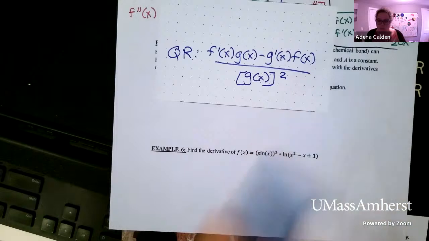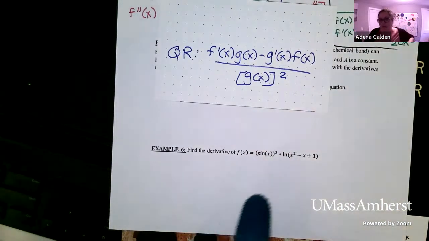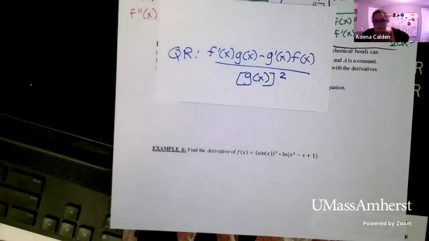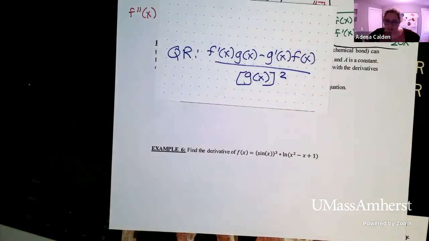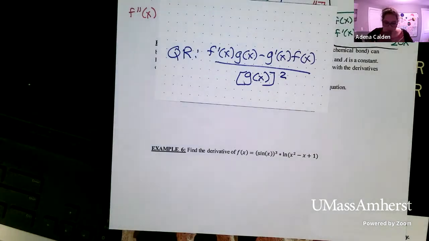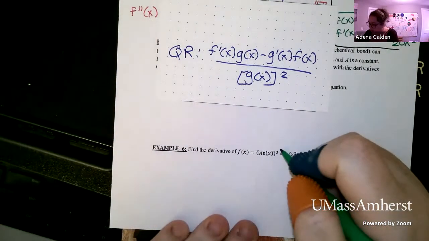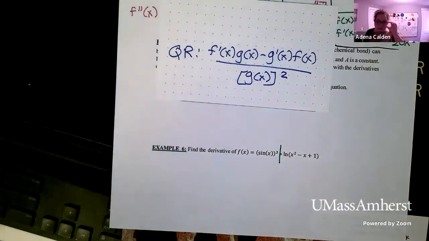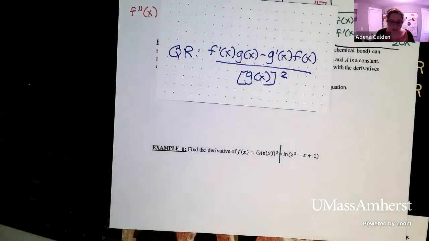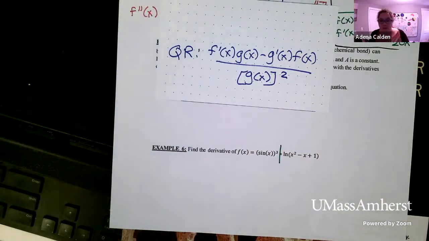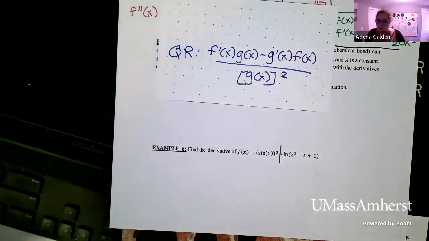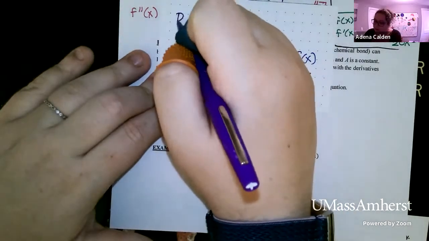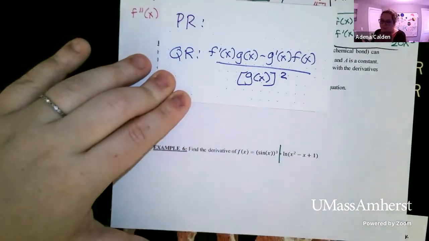So we're going to try to find the derivative of sine of x all cubed times the natural log of x squared minus x plus 1. So the first thing I want to point out here is just that this is a product rule because we can separate the two functions. But again, when we separate the two functions, it becomes clear that each of those functions requires a chain rule to find the derivative. So again, we've shifted back to product rule, so I'll write the product rule formula up here. But we're doing chain rules within the product rule.